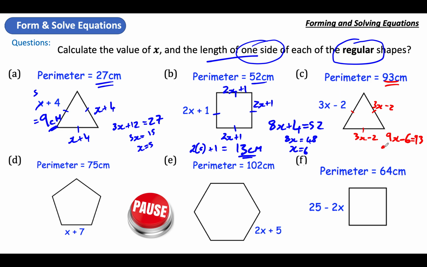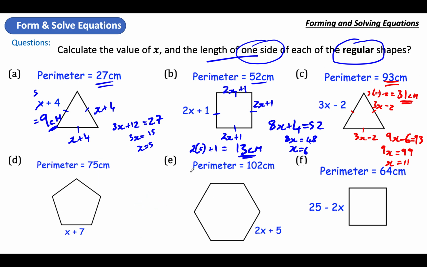So add 6 to both sides to get 99. Divide by the 9 to get x is 11. But it asks for one side, so that's 3 lots of 11 minus 2. Which is 33 minus 2, which is 31 centimeters. So in these ones, we need to put it back in.